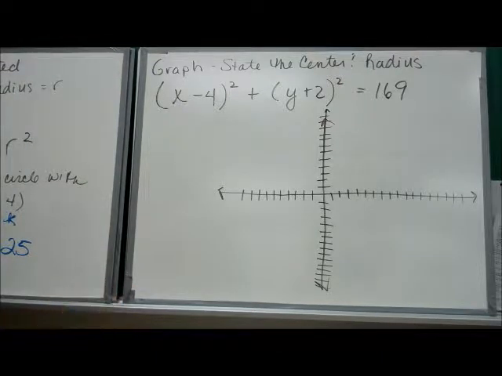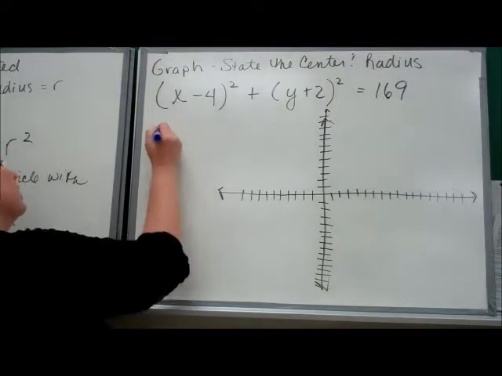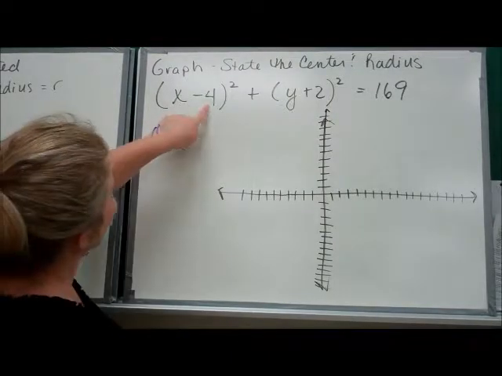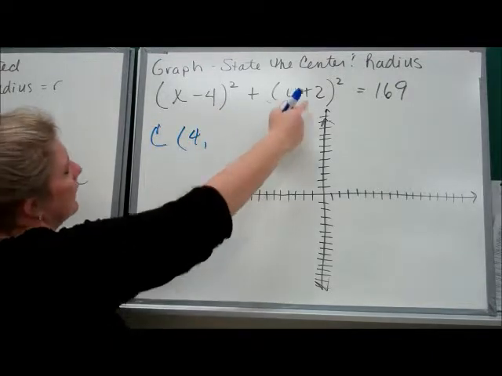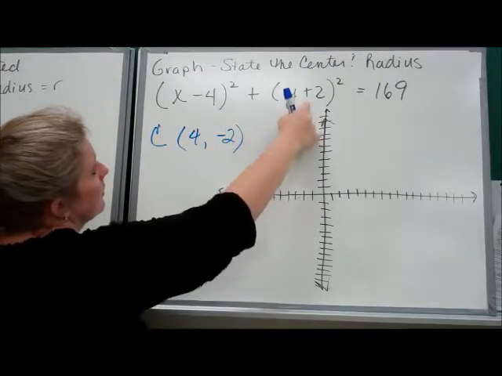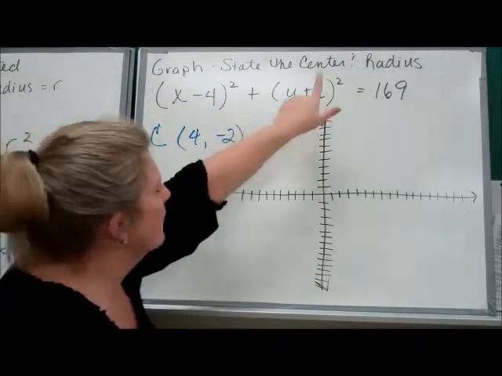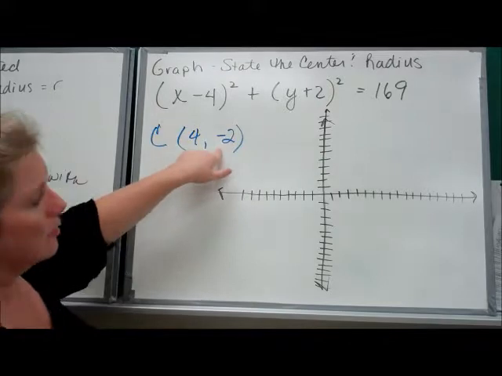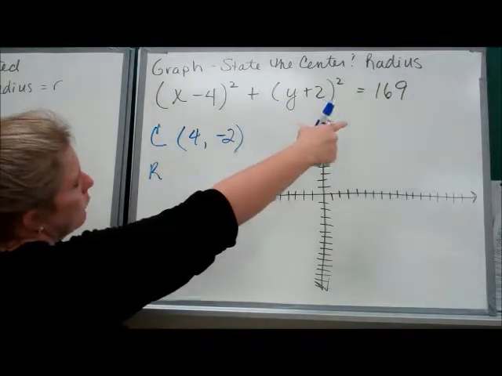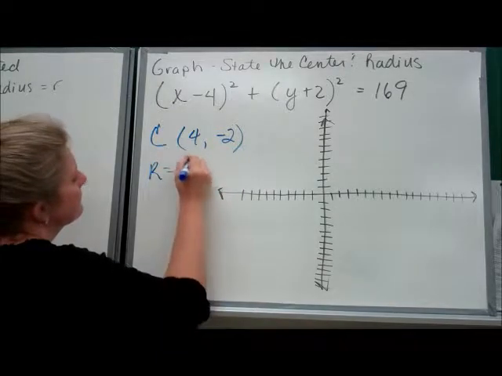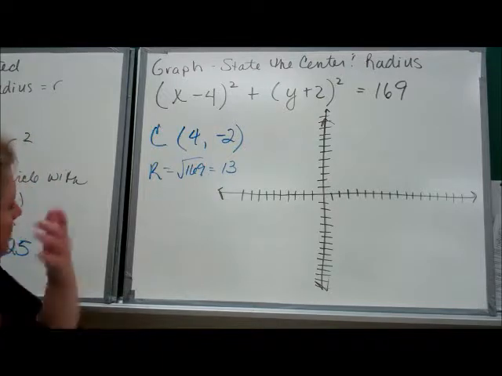Graph and state the center and radius. The center is at h, k. h is 4, k is negative 2. Here you have to be careful, because in standard form it's x minus h, y minus k, so if it's being added, it's got to be negative. The radius is going to be the square root of 169. And those of you that don't know it, it is 13.